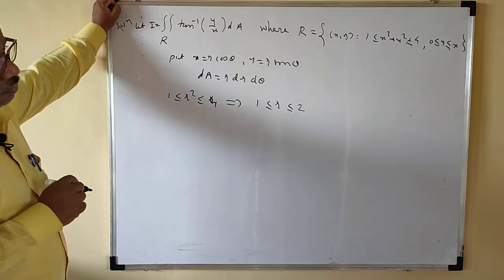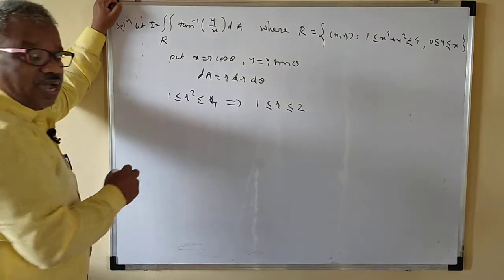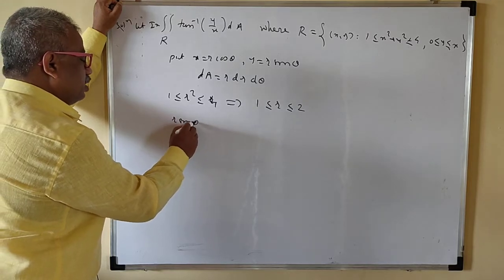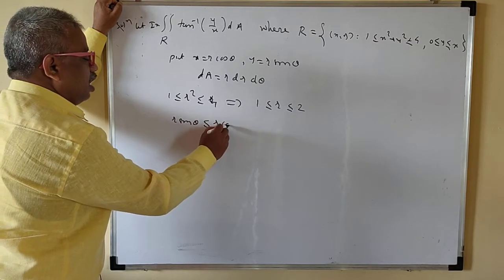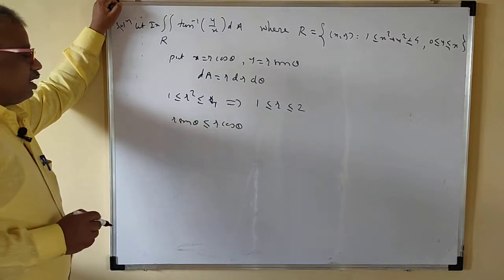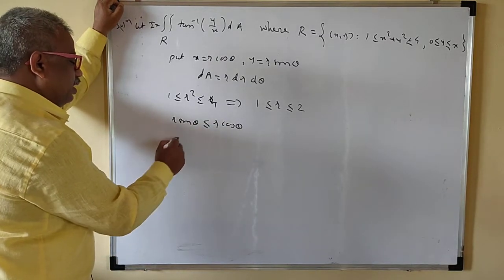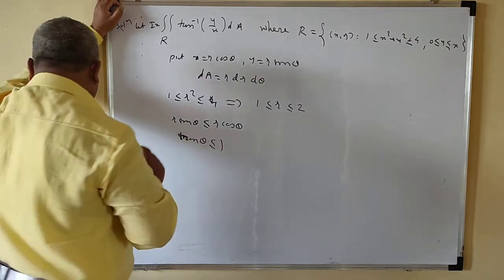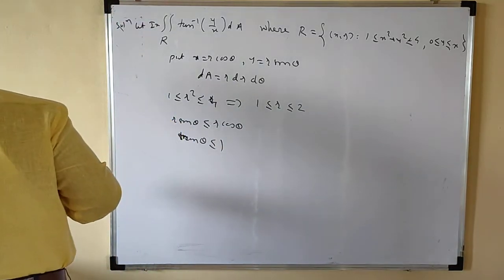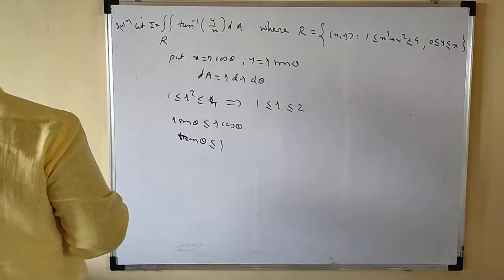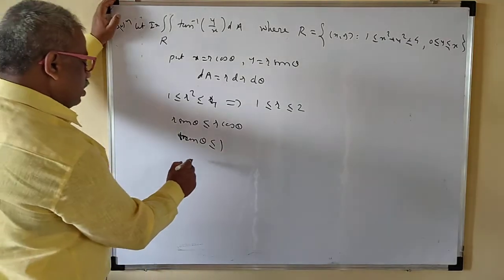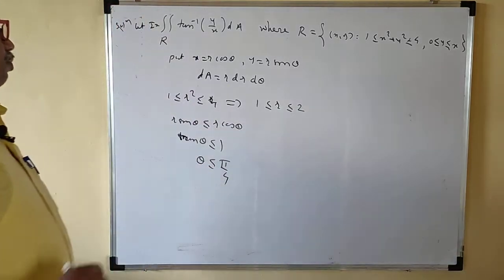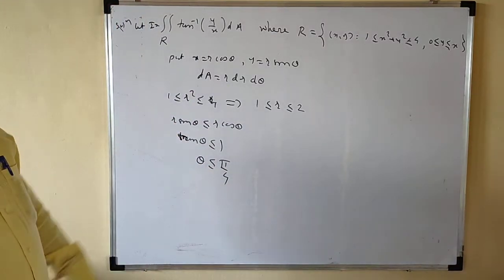Now y is less than or equal to x. So this is r sin theta less than or equal to r cos theta, right? So r gets cancelled, and sin theta upon cos theta is tan theta. So tan theta is less than or equal to 1. That means theta is less than or equal to pi by 4. That means your theta is from 0 to pi by 4.